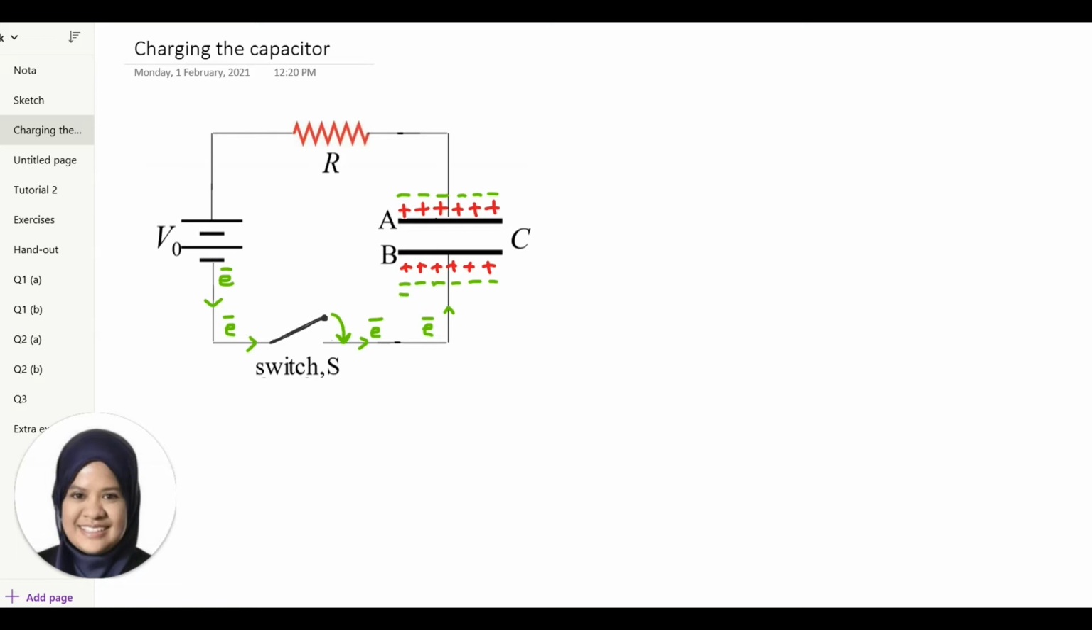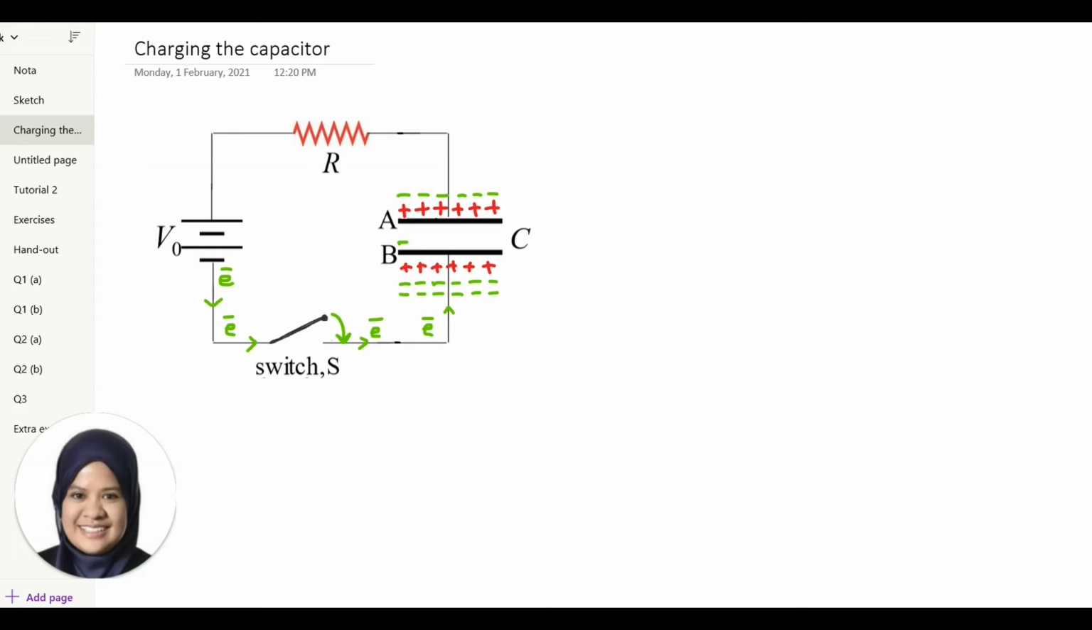akan accumulate pada plate B. So what I can say here, bila saya ada more negative charge compared to positive charge, maksudnya positif plate saya dah bercharge negatif. Okay, saya letakkan B negatif, maksudnya dah bercharge negatif lah. Okay, so bila B bercharge negatif, dia akan tolak negative charge on plate A.